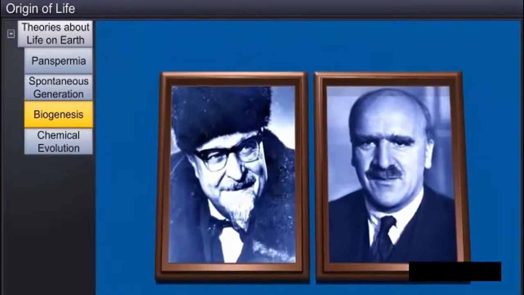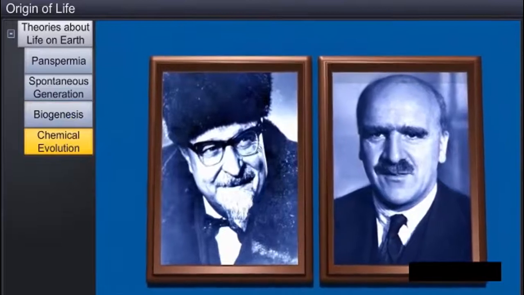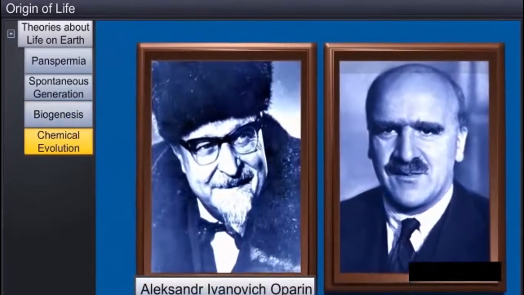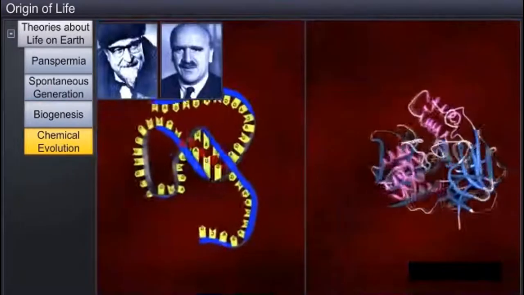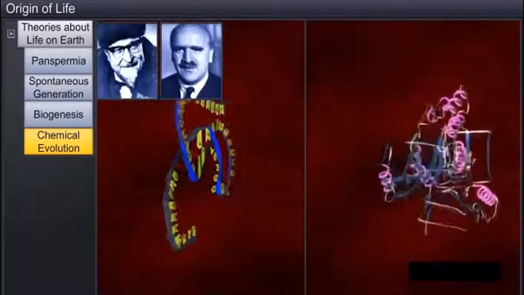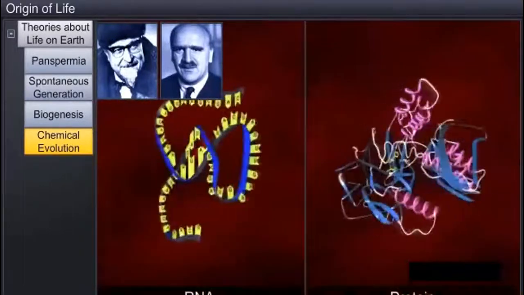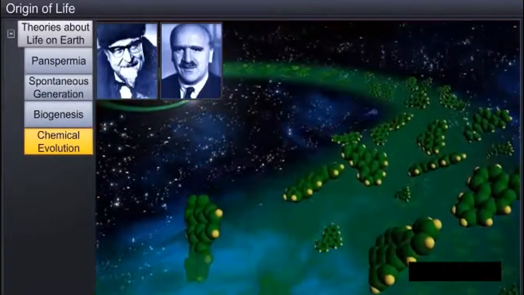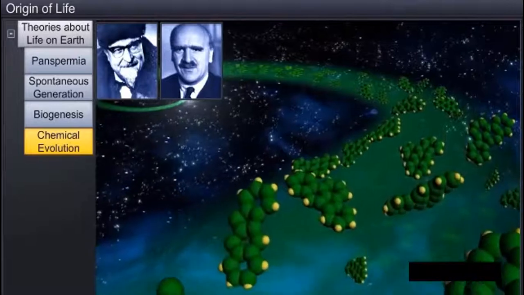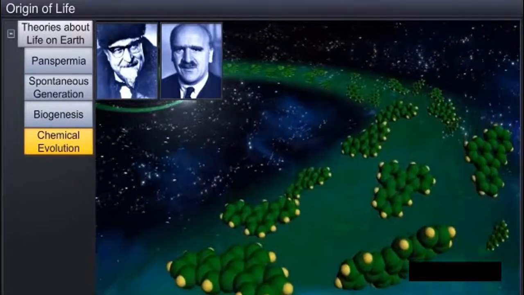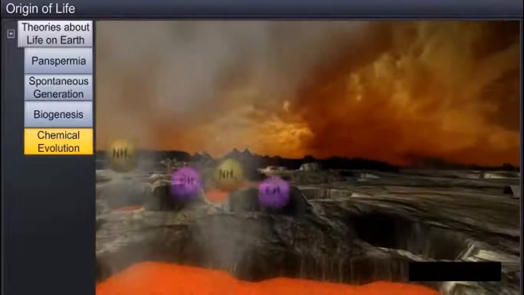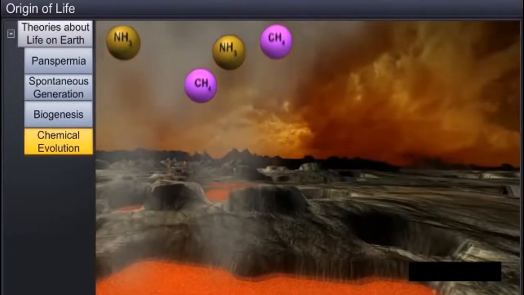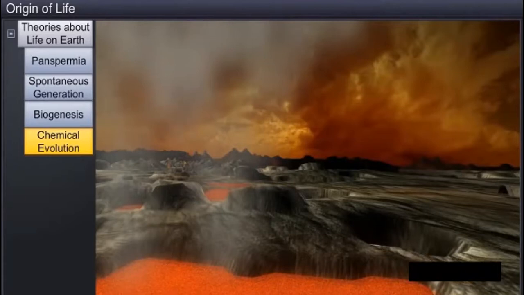Another theory, called the theory of chemical evolution, was expounded by Russian scientist Alexander Ivanovich Oparin and British scientist John Burdon Sanderson Haldane. They proposed that the first form of life originated from pre-existing non-living organic molecules such as RNA and protein. They also pointed out that the birth of life was preceded by chemical evolution or the formation of diverse organic molecules from inorganic constituents. When the Earth was created, the conditions were high temperature, volcanic storms, and a reducing atmosphere consisting of methane and ammonia.